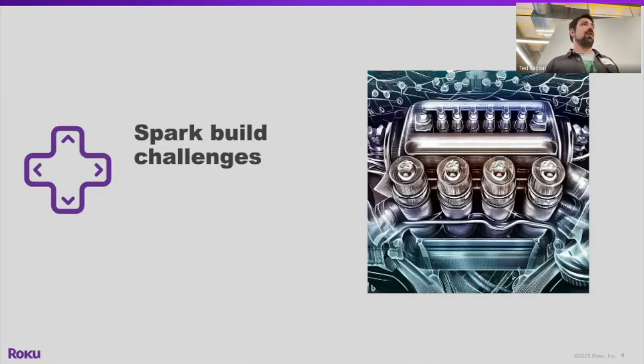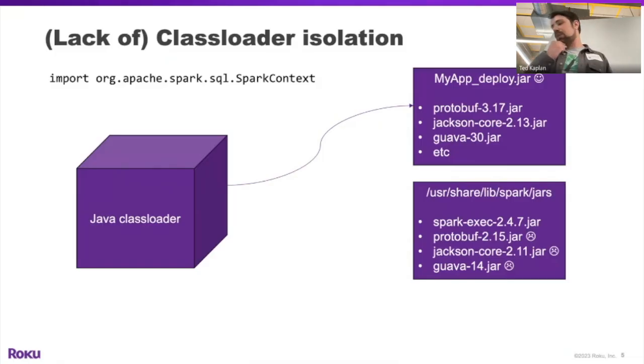And there are some challenges building Spark applications, even with Maven, which is I think the most popular solution for Scala and Java Spark. Spark by default does not have any class loader isolation. So what this means is you ship your deploy artifact with all of your code to a Spark cluster. There's a runtime class path that has all of Spark's code and dependencies on it, and they live in the same namespace as your code and dependencies, which is fun.